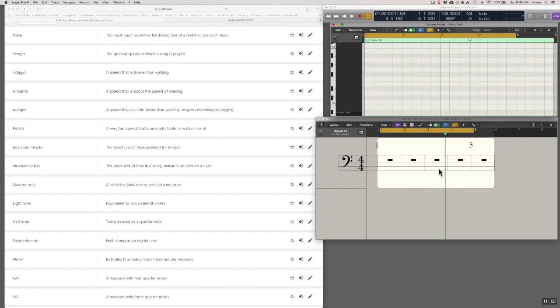Okay. So what I'm showing you right here is 5 measures, and I'm going to loop through 4 of them, which means I'm going to play these 4 measures, and then when it hits this one, because I have this yellow thing up here, it's going to bounce back and start playing it again. And I'm going to put some notes in these measures so you can hear how that works.